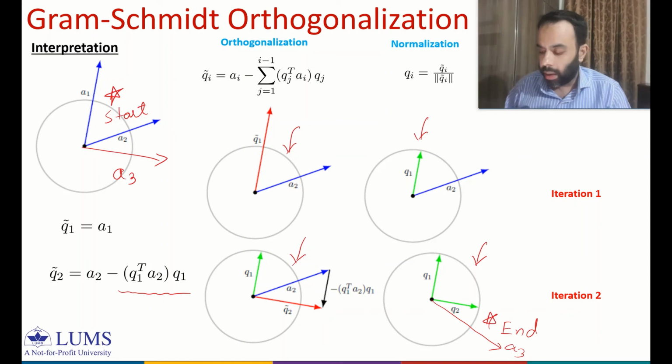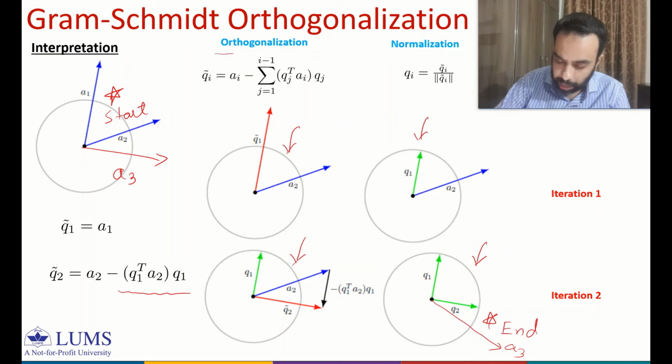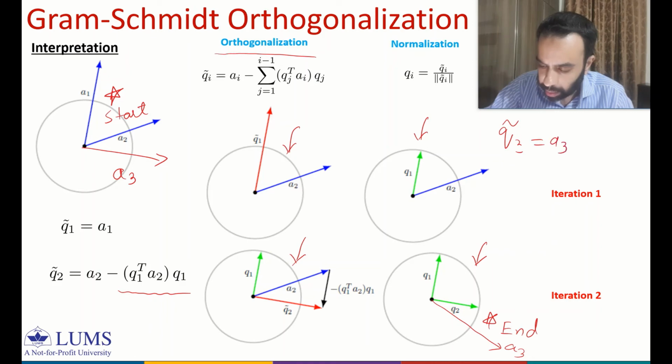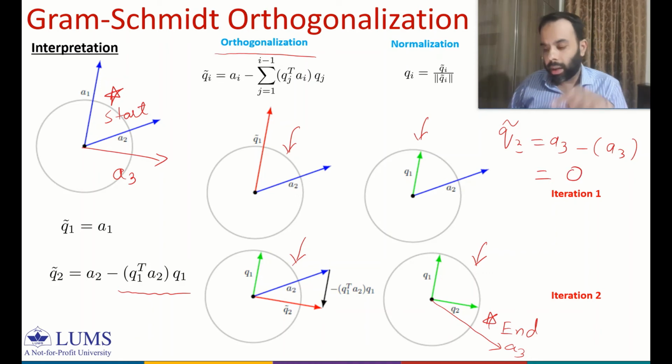Now when you run this orthogonalization step in iteration 3 to find Q3 tilde, since A3 is a linear combination of Q1 and Q2, when you write this equation, what you get is exactly zero. Eventually Q3 tilde would be 0, and this Q3 tilde being 0 indicates that A3 is a linear combination of A1 and A2.